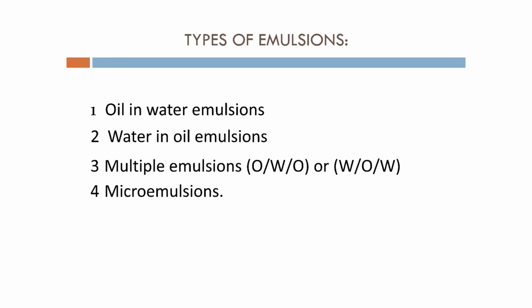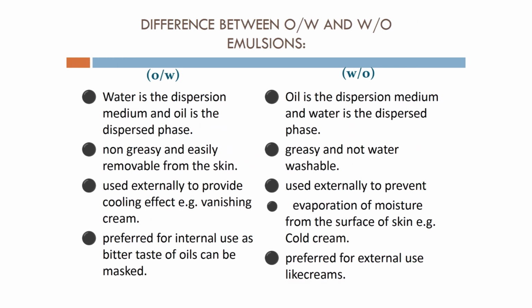Next, we explore the different types of emulsions. There are four main types we'll discuss. First, we have oil in water emulsions. Then, water in oil emulsions. We also have more complex multiple emulsions, which can be oil in oil, or water in oil in water. And finally, we have microemulsions, which are a special, clear and stable type. Coming up, we'll discuss the key differences between the two primary types.